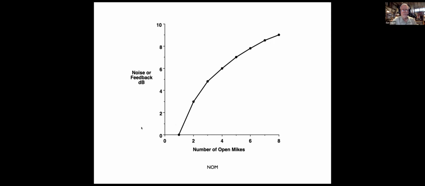Here is the noise or feedback level, and at the gain of one open microphone, we'll call that the reference of 0 dB. And then if you open a second microphone, you're going to have 3 dB more noise from the room, or feedback sensitivity, the same way. And if you open 4 microphones, then you're going to have 6 dB more noise or feedback. So that's the NOM law, which governs what happens when you have more than one microphone open in a room.